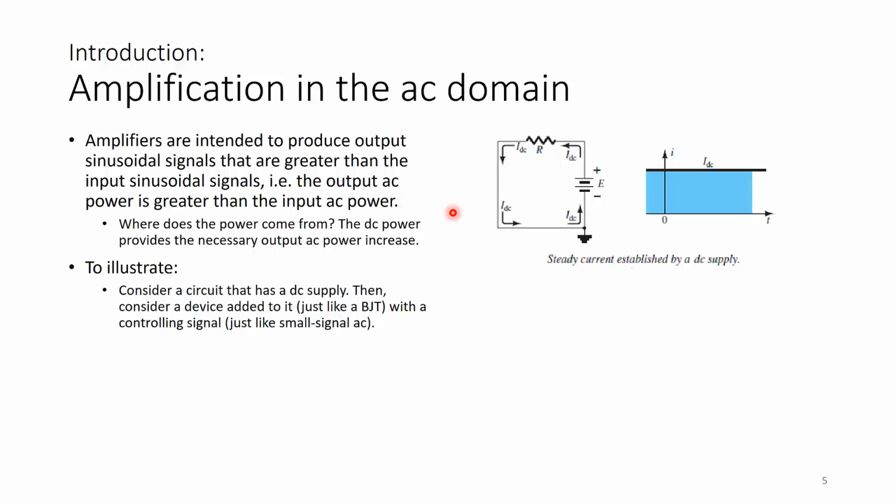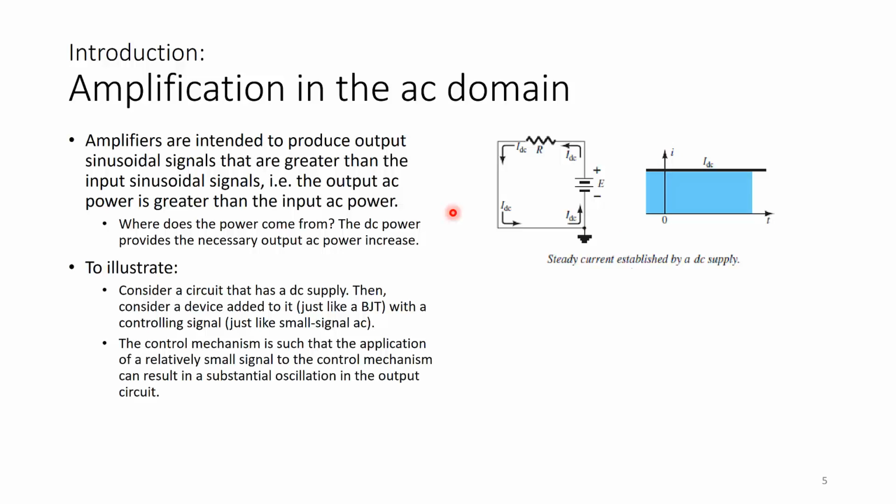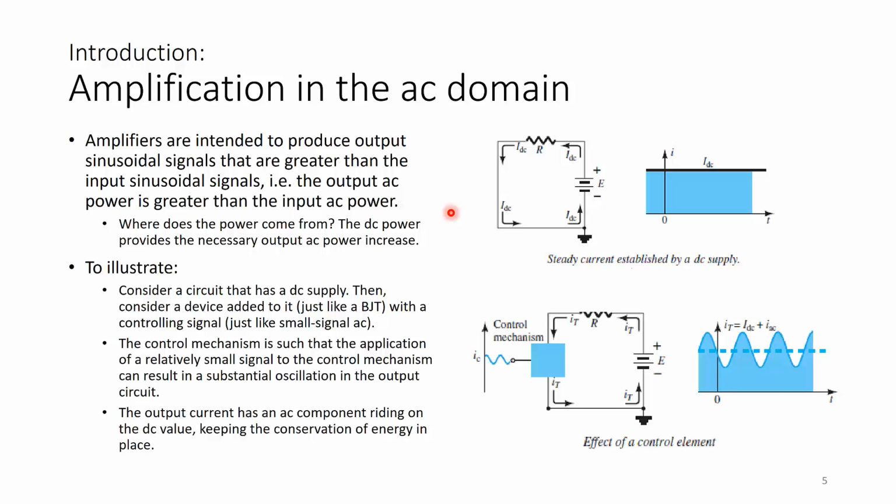Then let's consider a device added to it, just like a BJT with a controlling signal, just like a small AC signal. So this is what we're considering here. The control mechanism is such that the application of a relatively small signal comes in as a control mechanism. Once it enters the circuit, it can result in a substantial oscillation of the output circuit, like here.